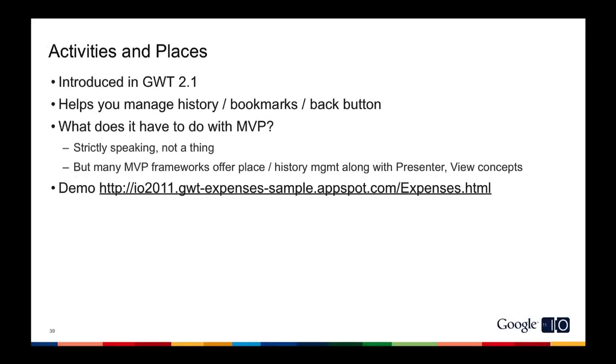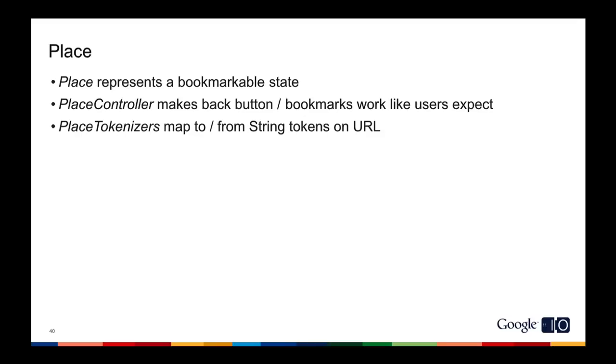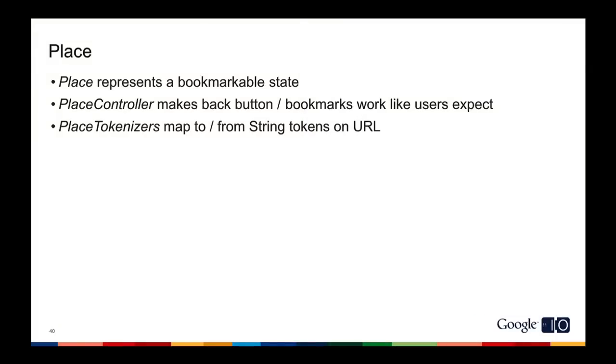So how do we make this work in GWT 2.1 and following? Okay, first some definitions. A place just represents a bookmarkable state. A place controller is a GWT class that makes the back button and bookmarks work like you expect. It's what actually does the interaction with the GWT history object. And a place tokenizer is something that you write that tells GWT how to convert from the state of my Java object to a string that can be put on the URL, or conversely, from that string back to the Java object representing a place.